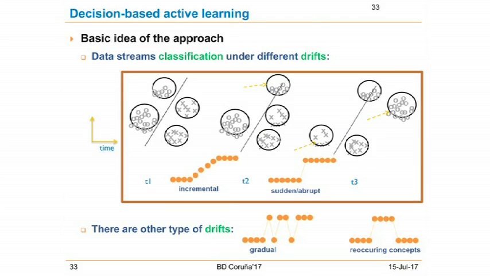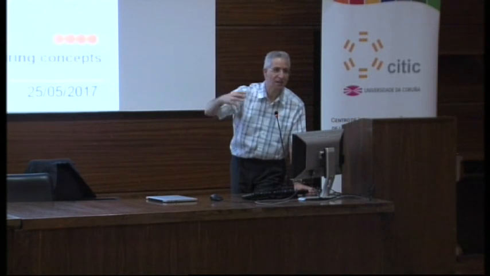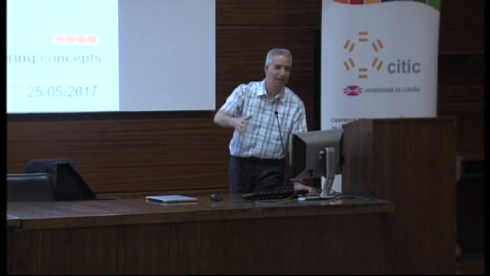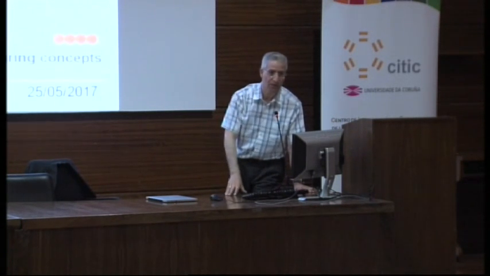But there are other types of drift where the data changes in a cyclic way. For instance, here, recurring concepts. If you are, let's say, tracking the temperature in a room, you have four seasons: summer, winter, autumn, spring, and the temperature will change based on the season. And you would like to build a model that takes this into account if you were to, I don't know, control the heater in a room, okay?